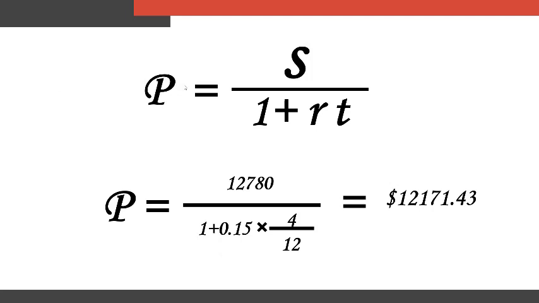And to get the present value, by substituting in the present value formula, B equals S over 1 plus RT, and by using the calculated amount for S, 12,780, and for T equal 4 months with 15%, so B equals $12,171.43.